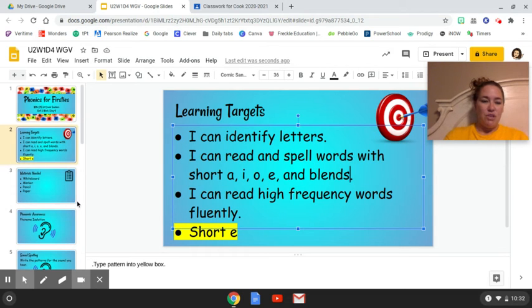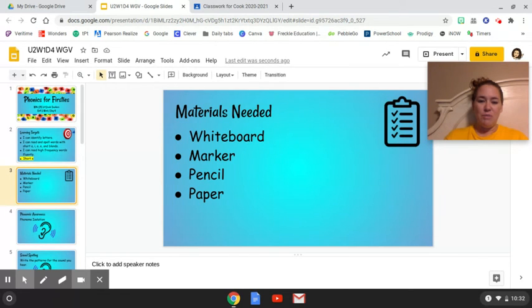So make sure you have your materials ready. If you need to pause the video and go grab your materials, your whiteboard and your marker, paper and pencil, do that. Now we got our materials. We are ready to go. So we're going to start off by doing our sound cards.